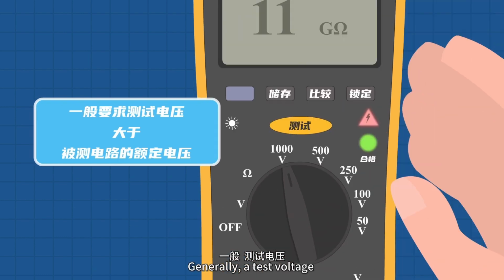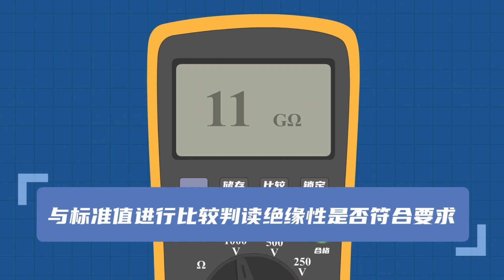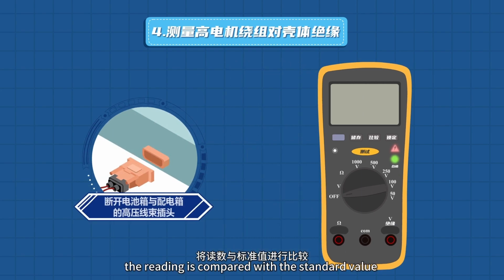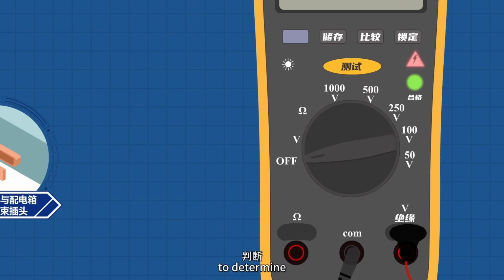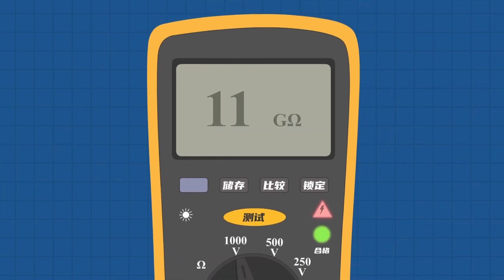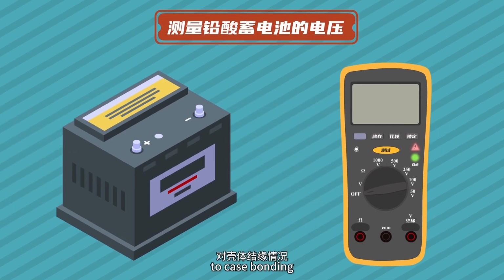Generally, a test voltage greater than the rated voltage of the circuit under test is required. Press and hold the test button to start the test. After releasing the test button, the reading is compared with the standard value to determine whether the insulation meets the requirements. In the same way, we can measure the motor winding to case insulation.